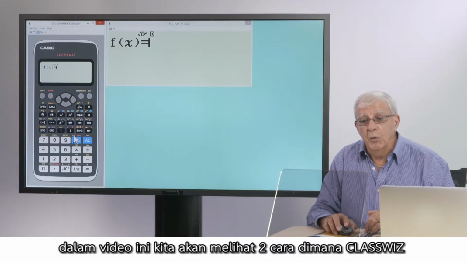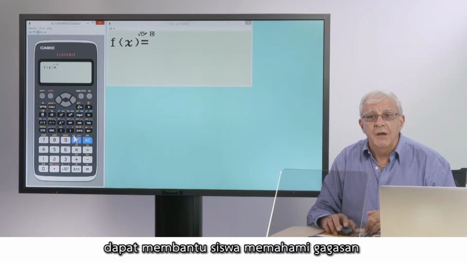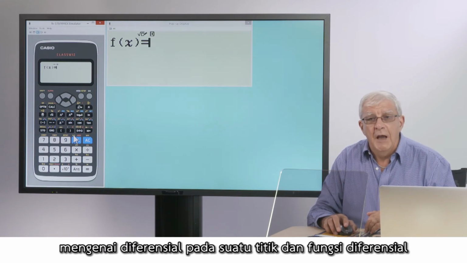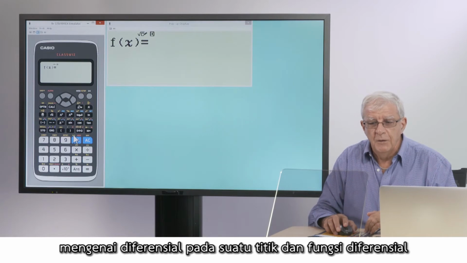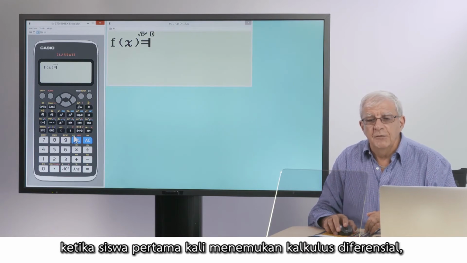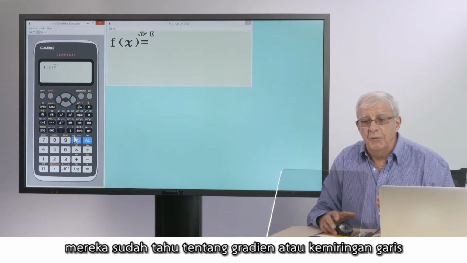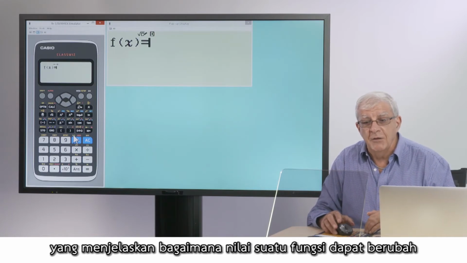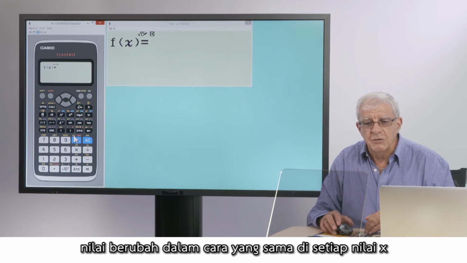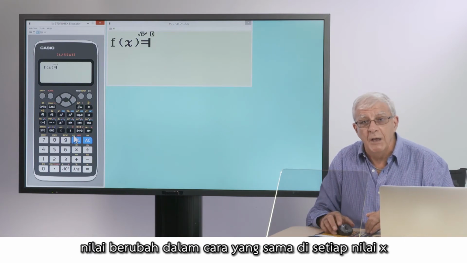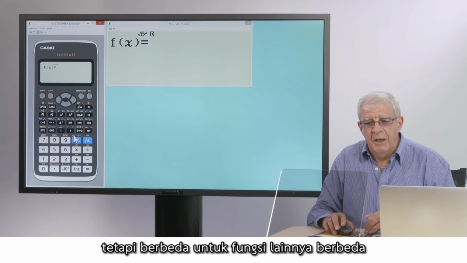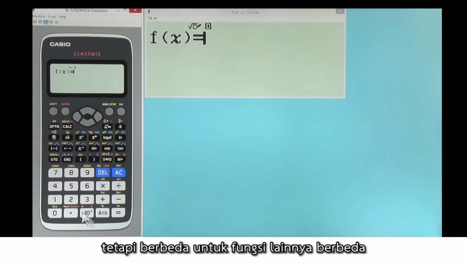In this video we'll look at two ways in which ClassWiz can help students understand the idea of a derivative at a point and a derivative function. When students first encounter differential calculus, they already know about the gradient or slope of a line, which describes how the values of a function are changing. In the case of a linear function, the values change in the same way everywhere, but other functions are different.